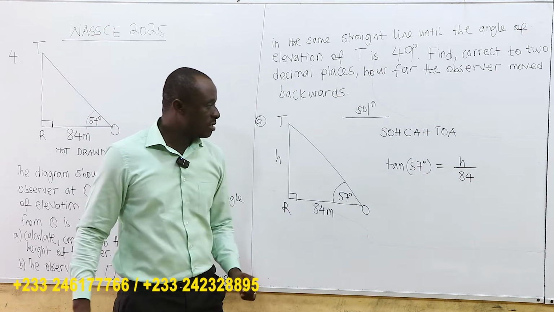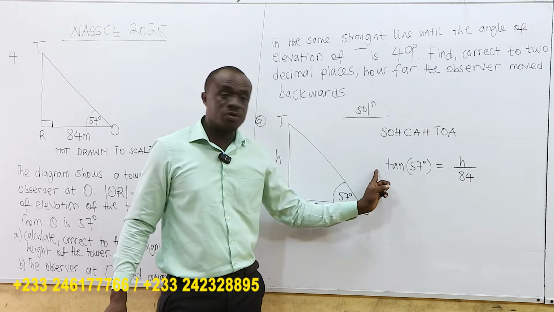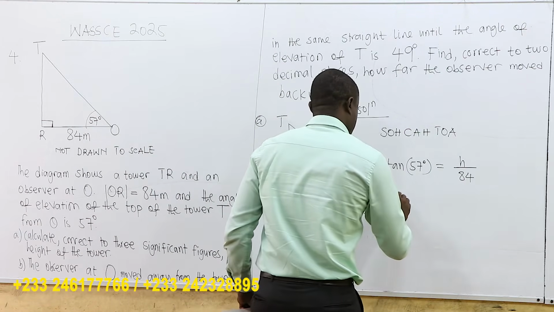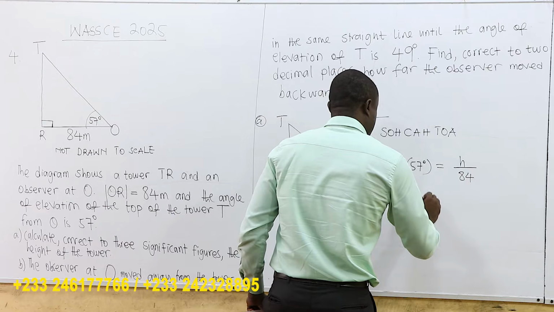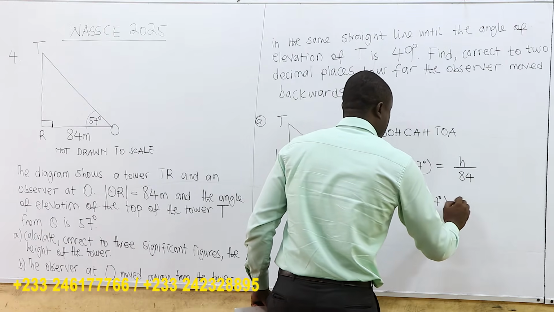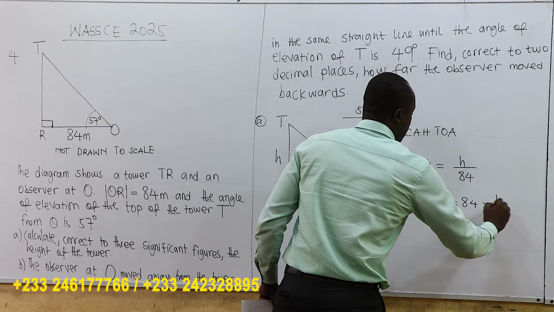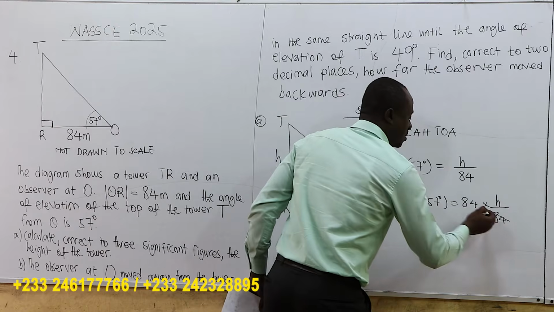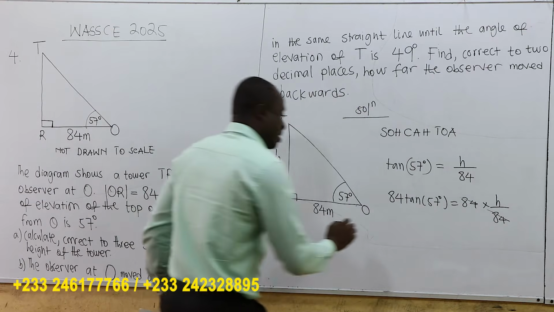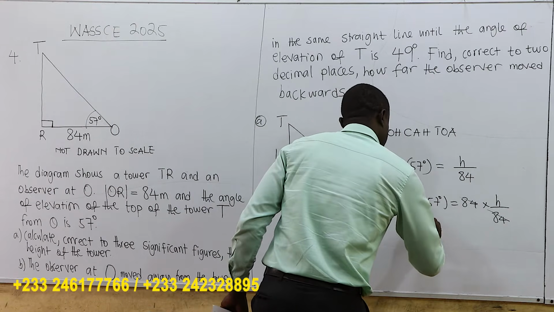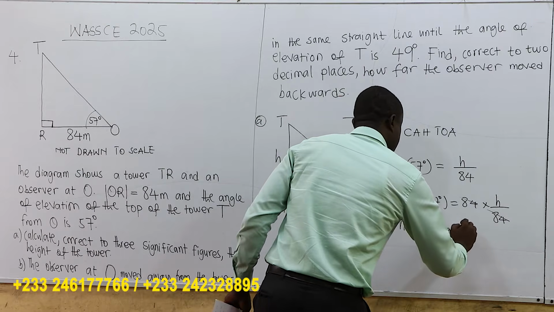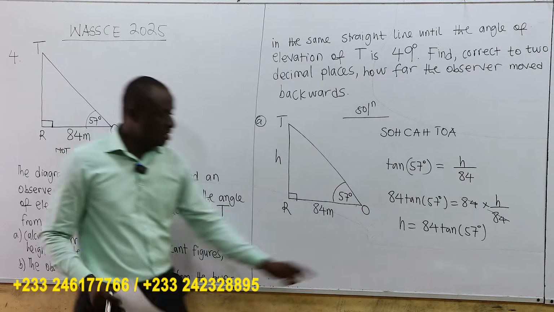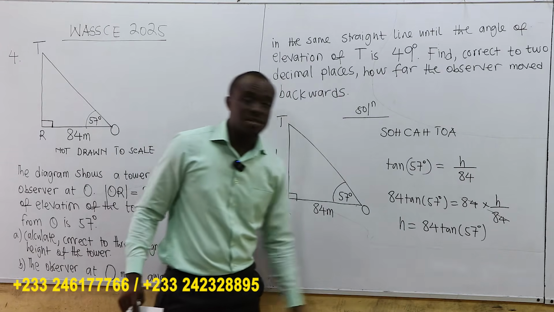We want to find H. What do we do? We cross multiply: multiply here by 84, and multiply that place also by 84. So we have 84 tan 57 degrees equal to 84 times H over 84. So this and that cancel out, and then we have H equal to 84 tan 57 degrees. That's our height.